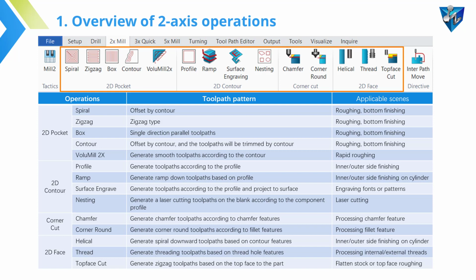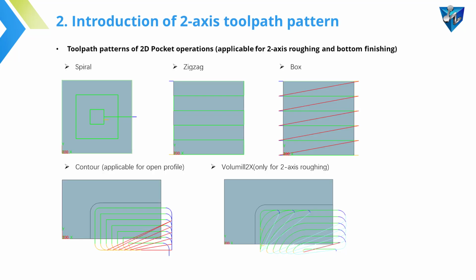In this table, I have listed all the operations and their applicable scenes. They can be divided into 4 categories: 2D pocket, 2D contour, corner cut, and 2D face. Then in the second chapter, I will introduce the tool path patterns of ZW3D 2X CAM.